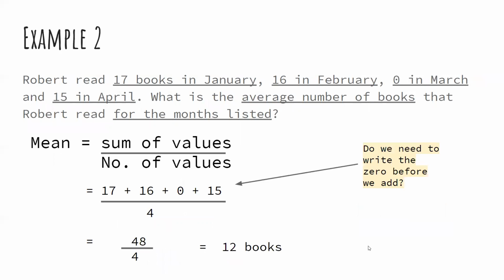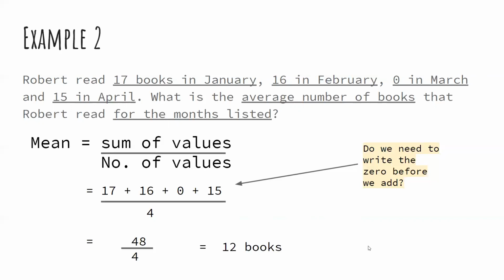We have a second example. Robert read 17 books in January, 16 in February, 0 books in March, and 15 in April. What is the average number of books that Robert read for those months, for the months listed? We have our formula. Mean is the sum of values divided by the number of values.